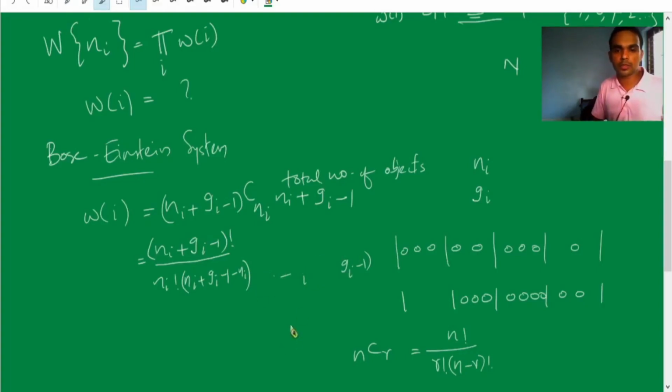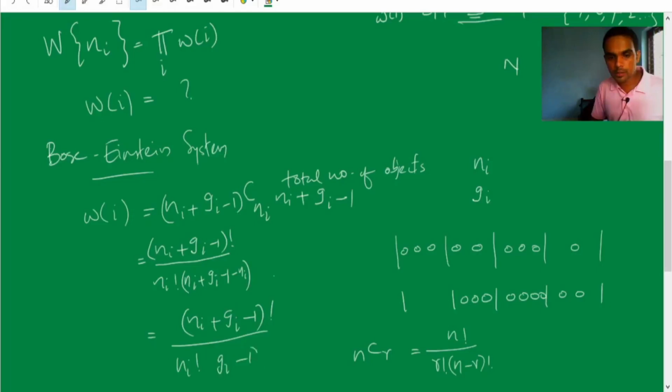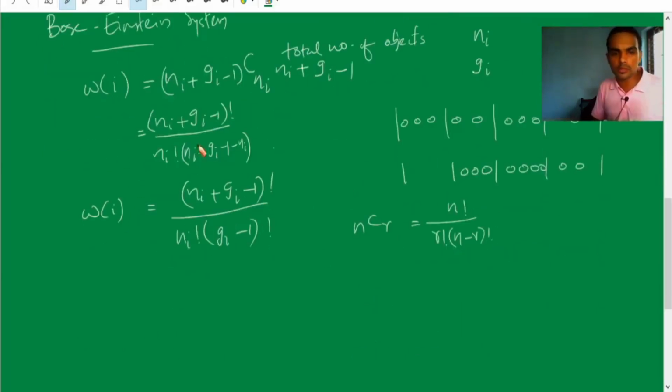Let me remove this thing. Okay. So this is equal to Ni plus Gi minus 1 factorial divided by Ni factorial. So Ni plus Gi minus 1 minus Ni. So Ni gets cancelled. So Gi minus 1 factorial. So this is the total number of ways in which Ni number of particles in Gi levels are distributed in the ith cell.